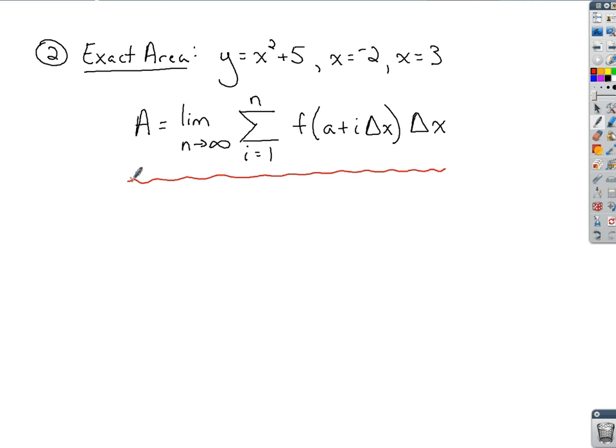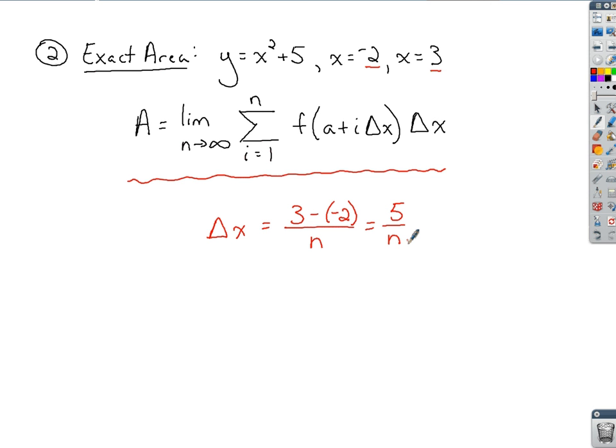In building this limit, we start by figuring out what delta x is. To figure out delta x, we take where the interval ends, we subtract where the interval begins, and we divide that by n. So our delta x is 5 over n.